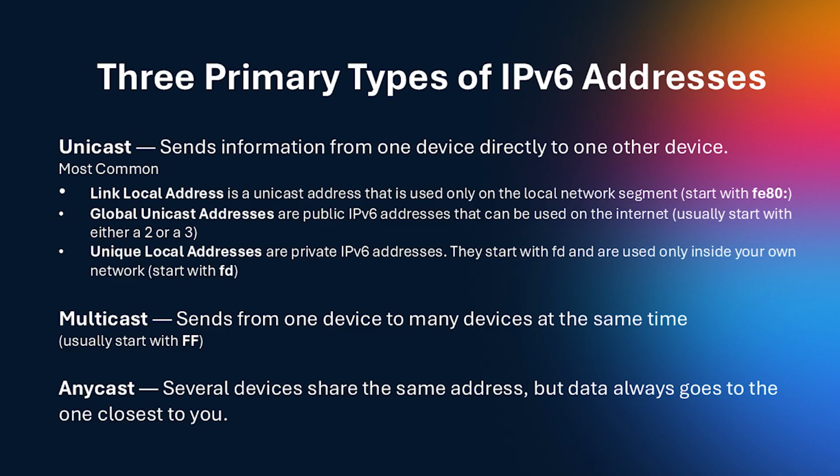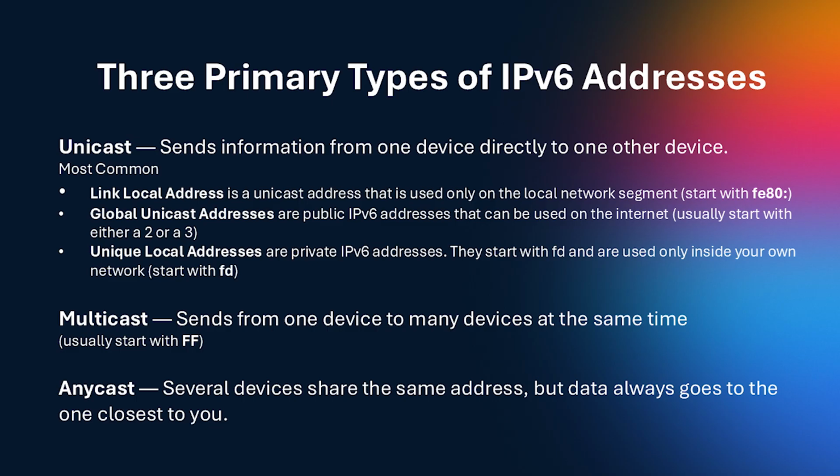Global unicast addresses are public IPv6 addresses that can be used on the internet. They usually start with either a 2 or a 3 and work like a device's public street address. Unique local addresses are private IPv6 addresses. They start with FD and are used only inside your own network, not on the public internet.